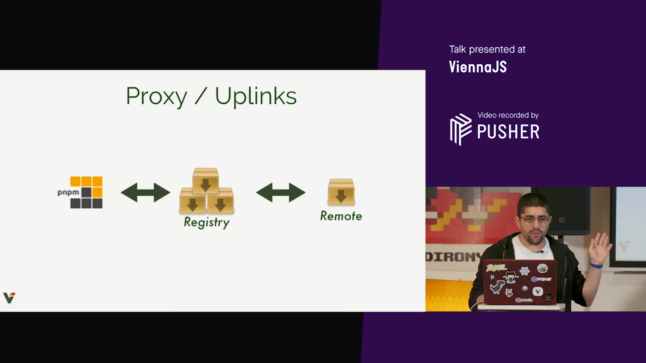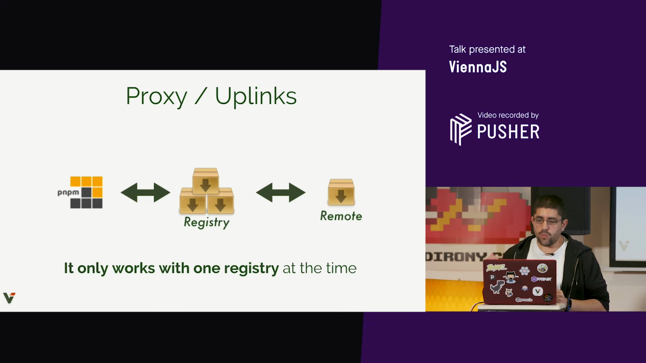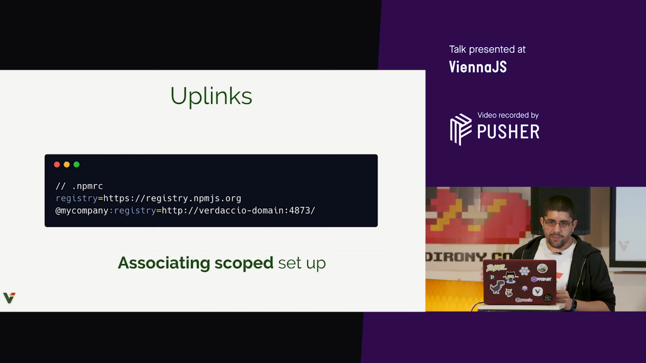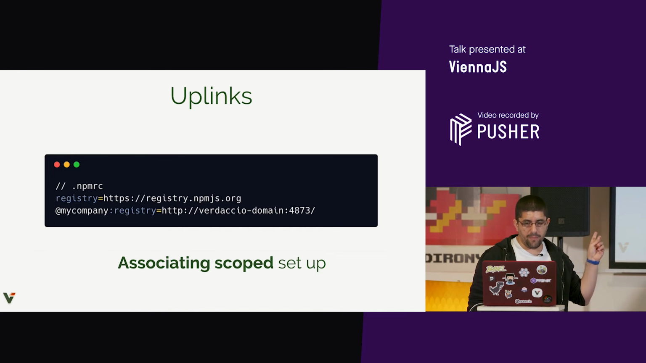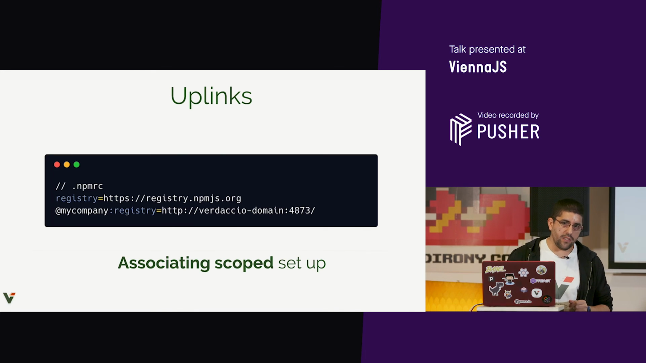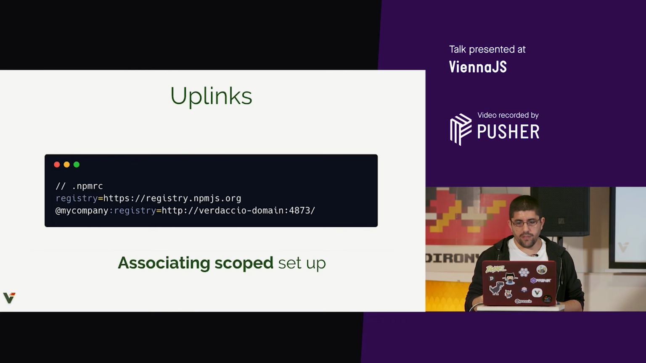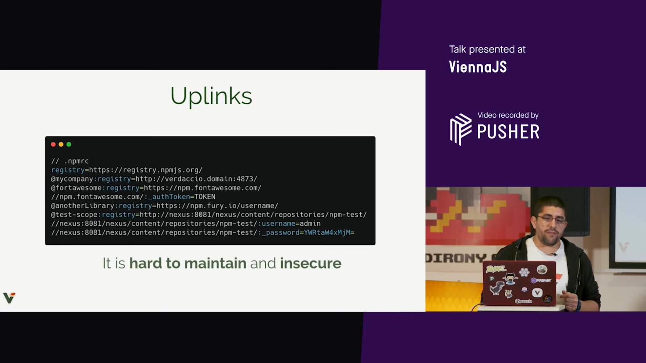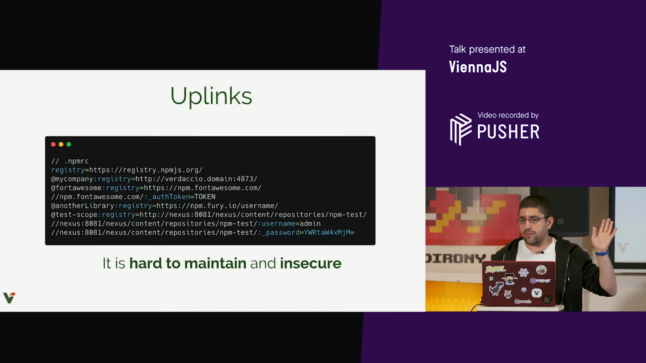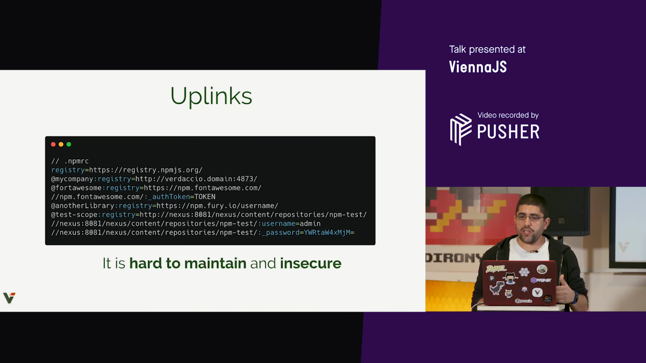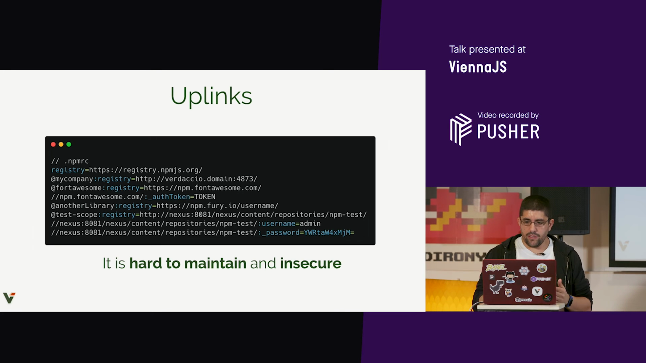But have you noticed something in this flow? The client tools only work with one registry at a time. Perhaps it's not entirely true, because you can hook other registries with the associated scope feature, like in this example. But this comes with a huge disadvantage. It only works with scopes. Also, I believe it's really hard to maintain, as it's insecure. As you can see, this is the npmrc file. If you check this in to GitHub, you can really easily leak tokens and passwords to the public. And this is not a good idea. Also, you cannot use regular expressions to match packages. Verdaccio does.